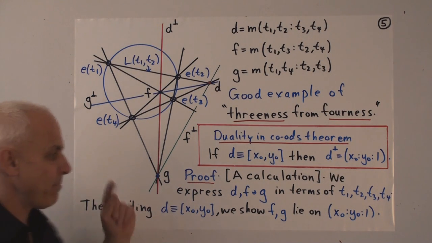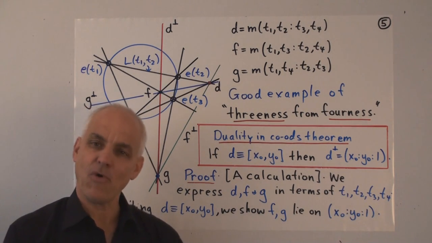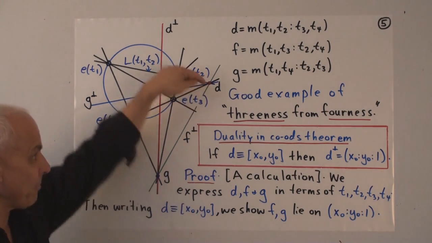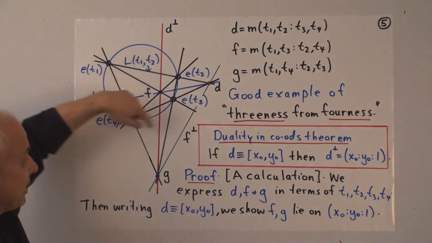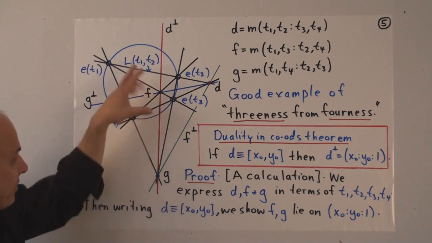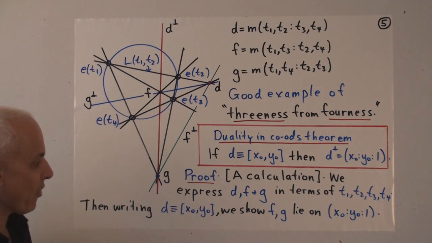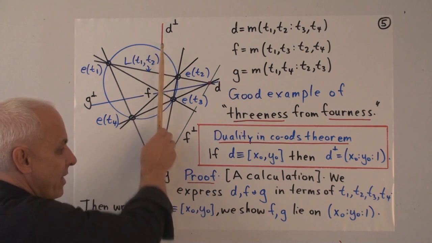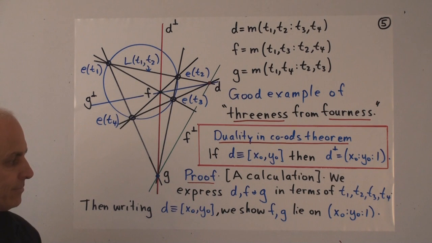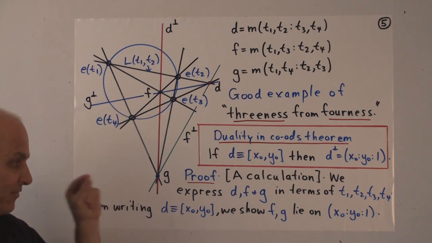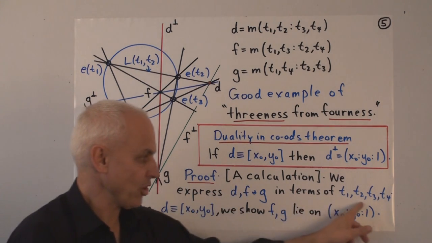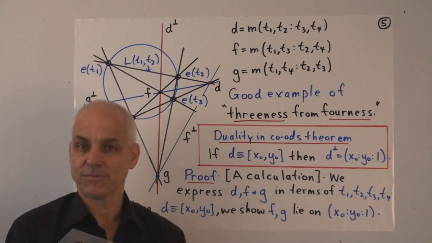And it's going to be independent of what T1, T2, T3, and T4 are. This line only depends on where D is. It only depends on the coordinates of this point, not on T1, T2, T3, and T4. So even though F and G depend on T1, T2, T3, T4, the line determined by them is only determined by D. That's our strategy. Now we actually have to get down to the nuts and bolts, looking at the coordinates of D, F, and G in terms of these four parameters.